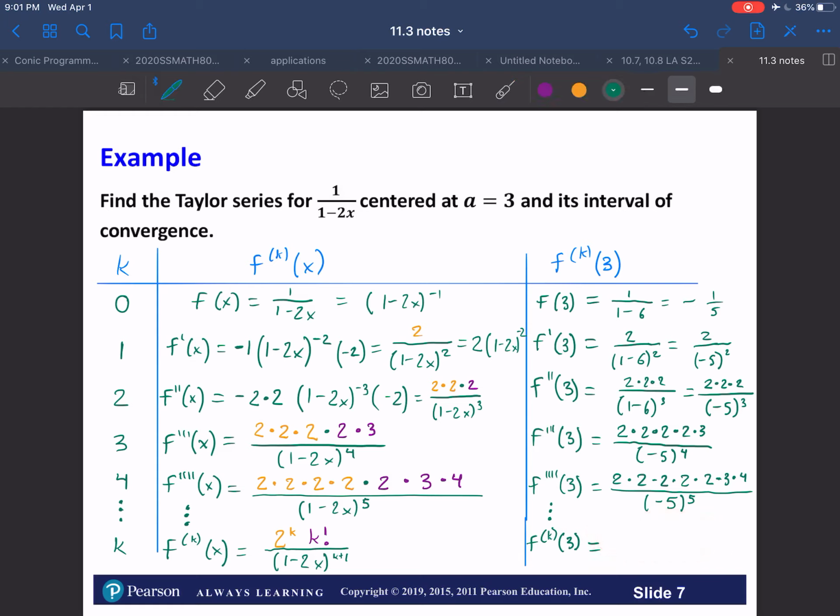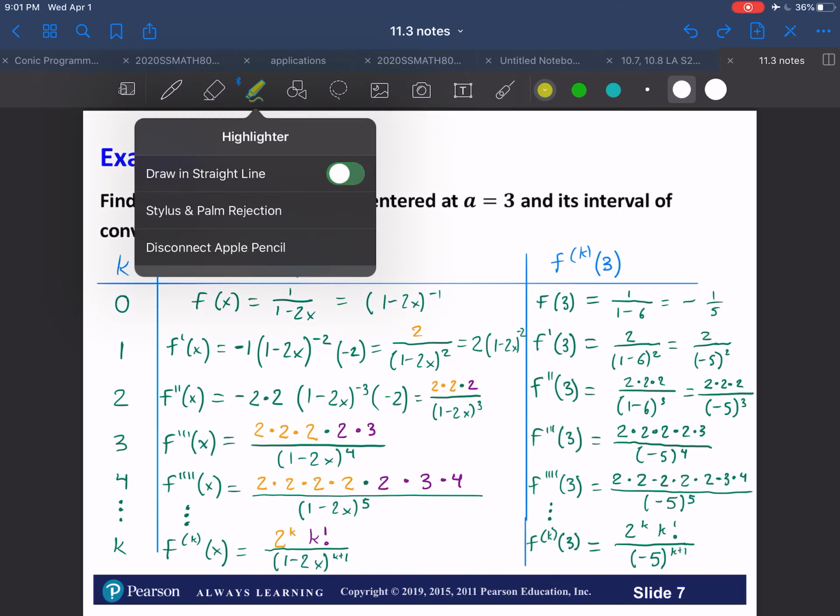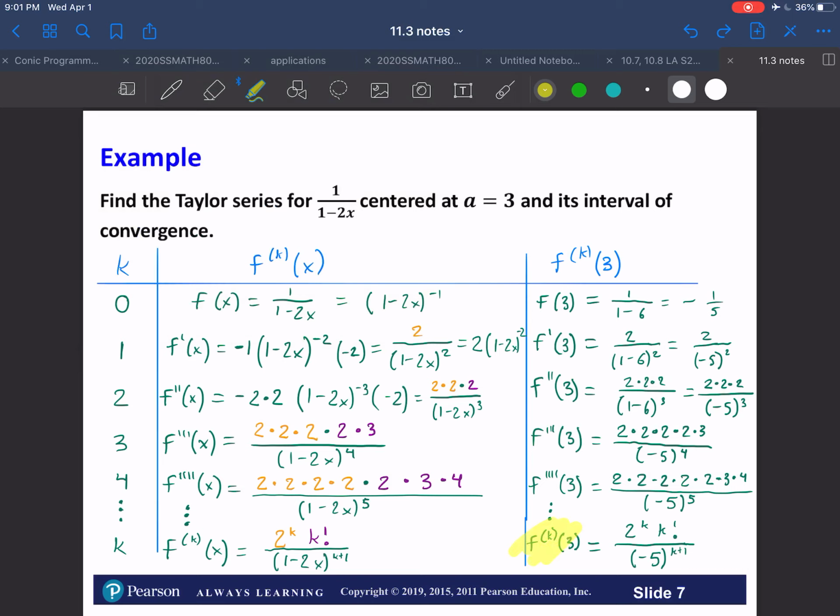And the answer here is just 2 to the k times k factorial divided by negative 5 to the k plus 1. And let me throw some highlighter on it because this is the thing that is important. That is the thing that we are looking for.